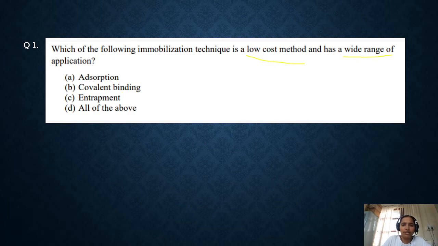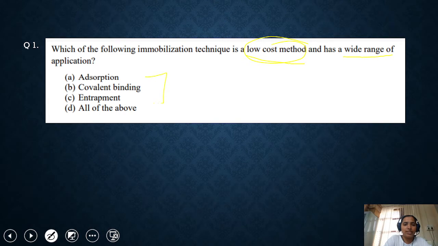So this is a very simple question because they are focusing on low cost method. From all these three techniques, adsorption is the most cost efficient technique and has a wide range of application, not only in enzymology, even for adsorption of any other general molecules we use this method. So for this question the answer is A.